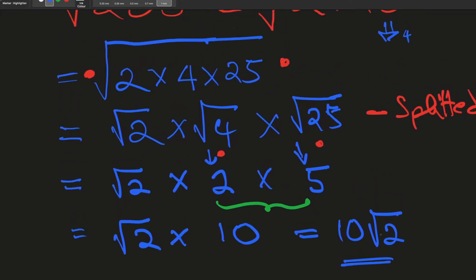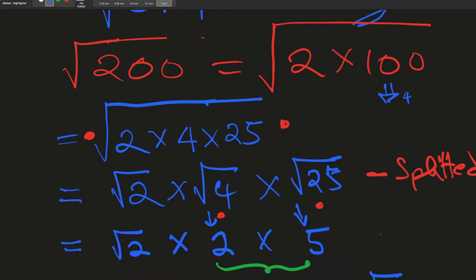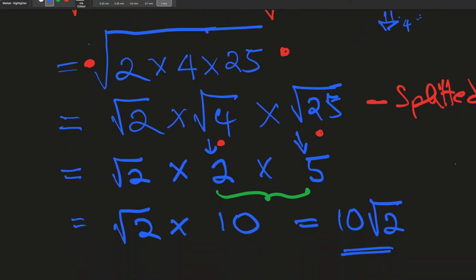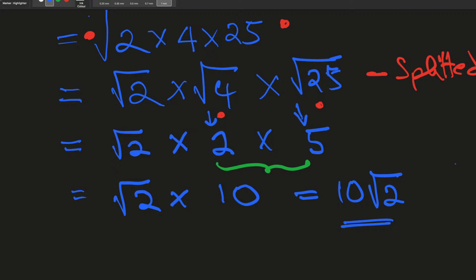So when we expanded root 200, we broke it down into 2 times 4 times 25. We multiplied 2 by 100, then our concentration was on the 100. When we divide that by 4, it will be 25 times 4. That's why we have 2 times 4 times 25. Then we split them, and then this is our solution. Let's look at the other question.